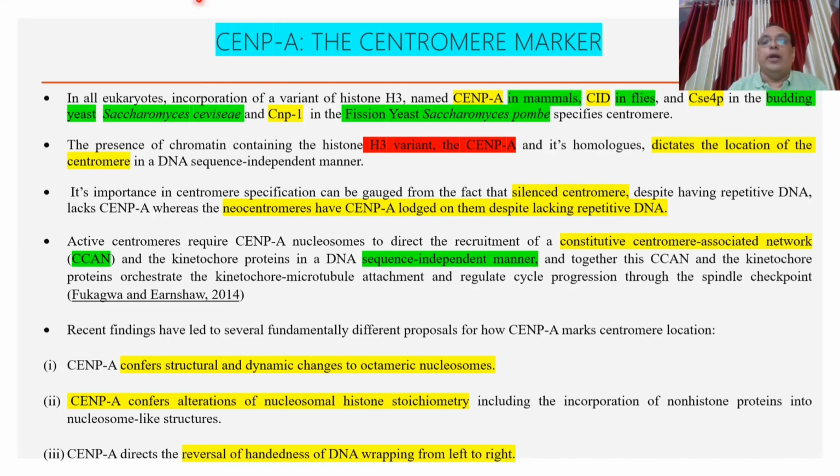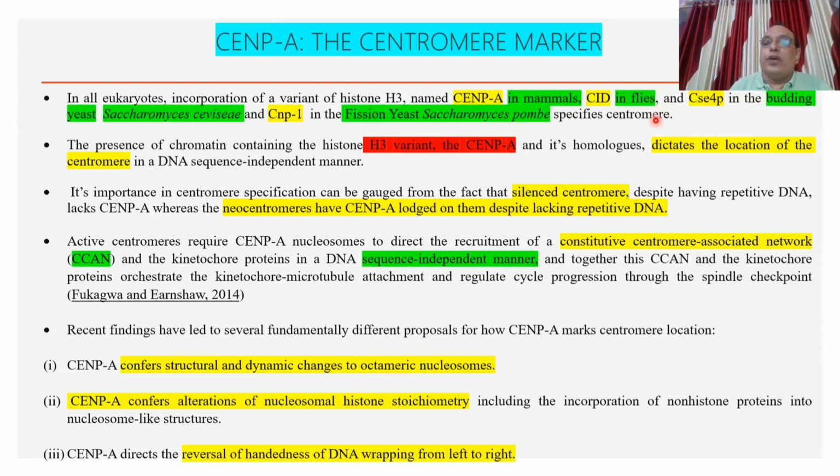But here at the centromere, the H3 is replaced by another variant of the histone, which is called CENP-A, centromere protein A. So what is centromere protein A? Centromere protein A is a variant of H3, which has been variously named in different animals. It's called CENP-A in mammals, CID in flies, CNP1 in fission yeast, Schizosaccharomyces pombe, and in budding yeast, it is called CSE4P. So there are two yeasts, the budding yeast, Saccharomyces cerevisiae, and the fission yeast, Schizosaccharomyces pombe.